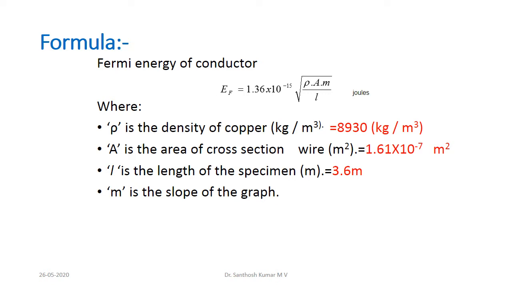L is the length of the wire, and it equals 3.6 meters. M is the slope of the graph that we need to plot and then find the value of M.